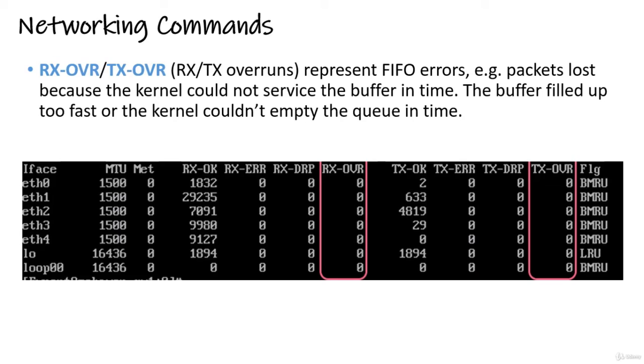RX over, TX over, these are overruns. They represent FIFO errors, packet loss because the kernel could not service the buffer in time. The buffer was filled up too fast, or the kernel couldn't empty the queue in time. That stuff is a bit more complicated, but if it's increasing, you know where to look. Terms like buffer in time, could not service something in the kernel, mean it's not the interface. Something might be happening to your processor, to your cores, whatever. Now you know what it means.